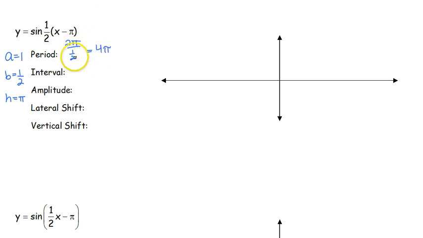Again, make sure that you can divide correctly with fractions in your calculator. Your interval, we take that period, we divide by 4, so we get that each horizontal distance is going to change by pi. Our amplitude is 1. Our lateral shift, we are going to go right by pi, and there aren't any vertical shifts. So go ahead and just set up your axes.